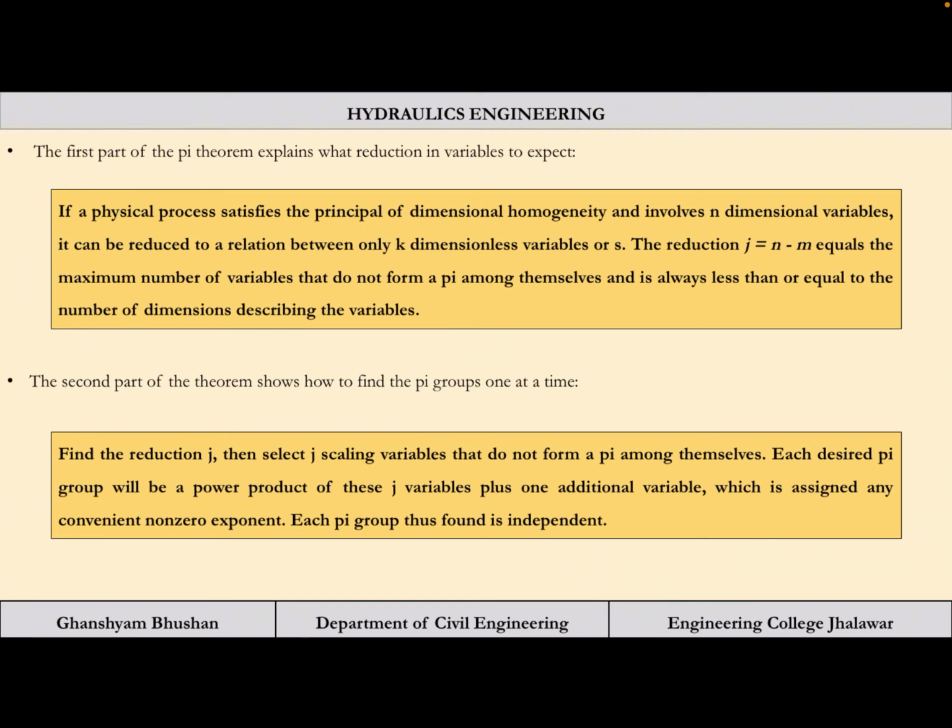Now let us try to understand the second part. We have to find the reduction j. J is n minus m. In this case n is 7 and m will be 3 or 4.